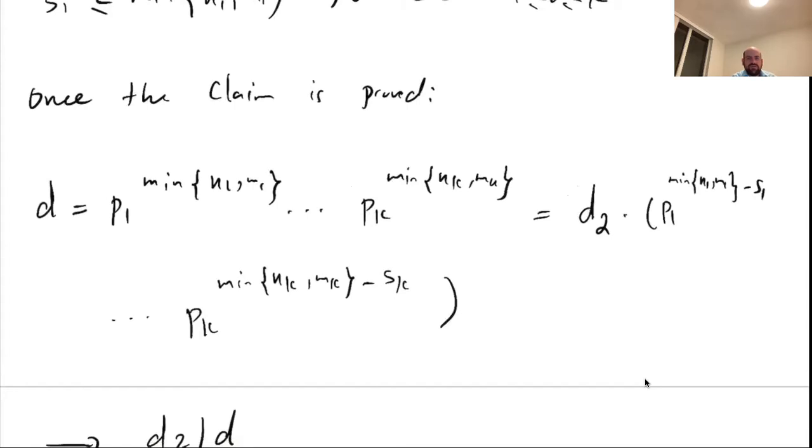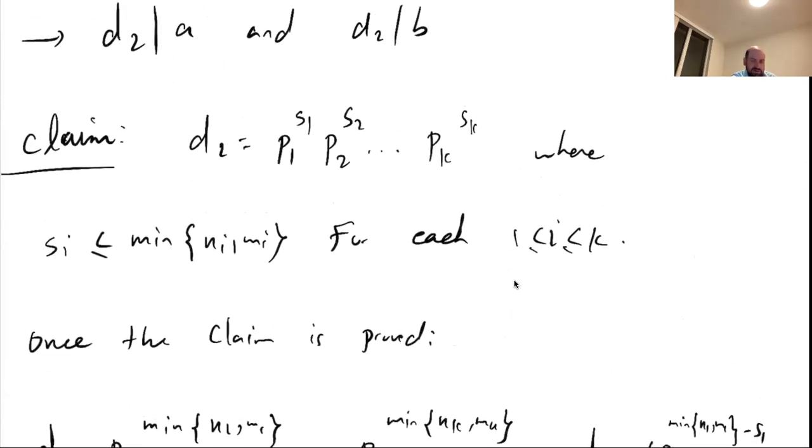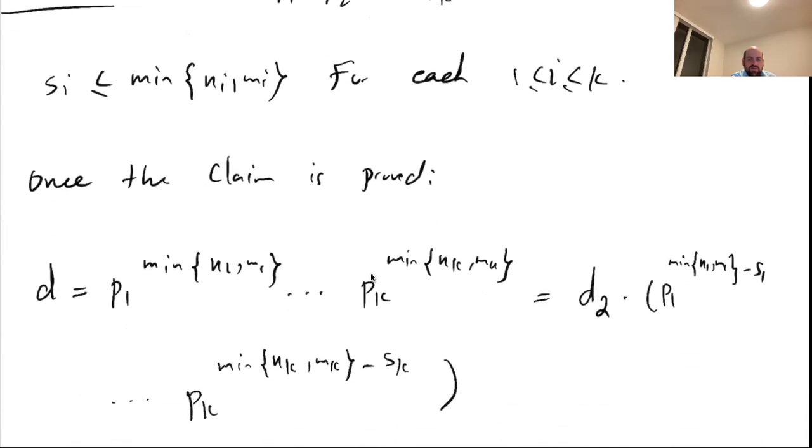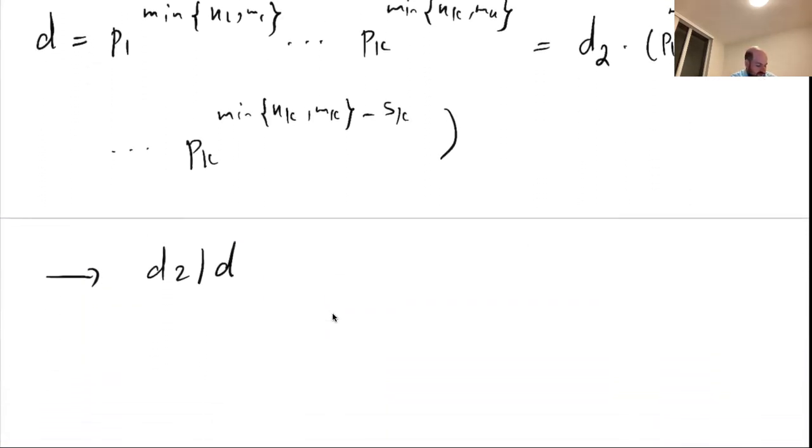So D, we can write it as D2 times some number, which means D2 divides D, right? So please note that once the claim is proved, I know that each Si is less than or equal to minimum NiMi. So that means each of these powers here are all non-negative. Therefore, this number is an integer. The powers are non-negative. So D2 times an integer is D. That means D2 divides D, or D2 is a factor of D. Now, what does that mean? So that means D is bigger than or equal to D2.